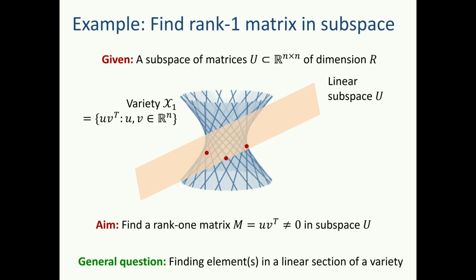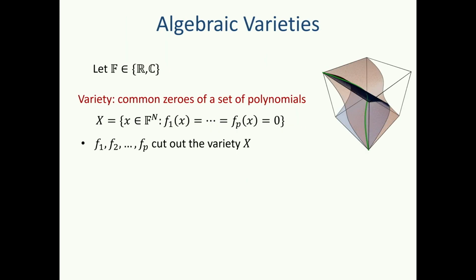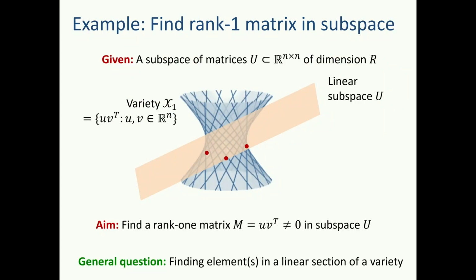And in general, we'll be thinking about similar elements, where this kind of intersection of a subspace and a variety is called a linear section of the variety. And in general you're given some other variety, which is not the variety of rank 1 matrices, and you're given a subspace, and your goal is to find this linear section, or find some element in this linear section. Okay, so that's the general flavor of problem that we'll be looking at. Okay, good. Any questions before I define the general problem?